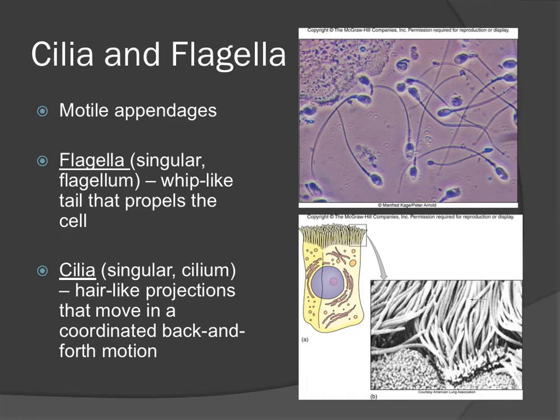So the flagella, such as your sperm cell, and the cilia, they're a little different. Like I said, the flagella has that whip-like tail that propels the cell like a sperm cell. Your cilia are those hair-like projections that move in a coordinated back and forth motion, such as, like I said, in the lungs, respiratory tract, the middle ear, and the kidney. And again, the flagella have more of a locomotion motion here. And again, the main function is to help the cell move.